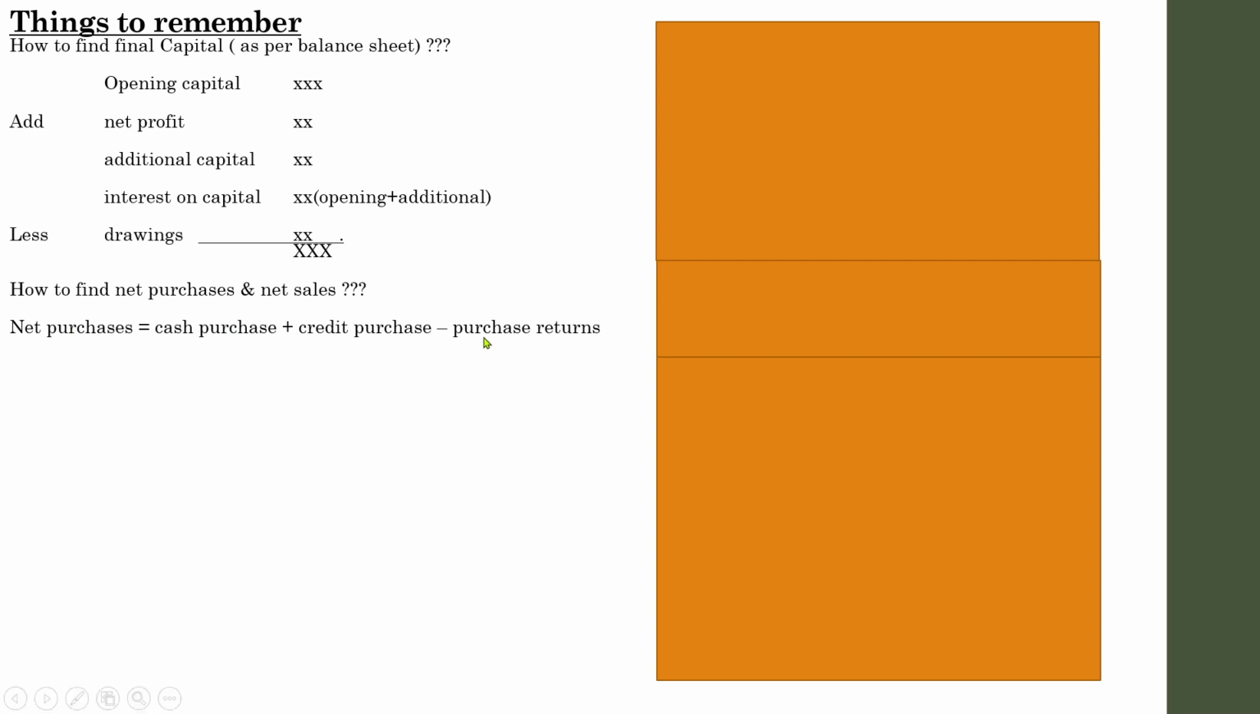During the preparation of final accounts, you have to find net purchases instead of total purchase. Next one, net sales. Again the same scenario: cash sales plus credit sales, otherwise known as total sales, minus sales returns. So this is another equation for finding out net purchases and net sales.